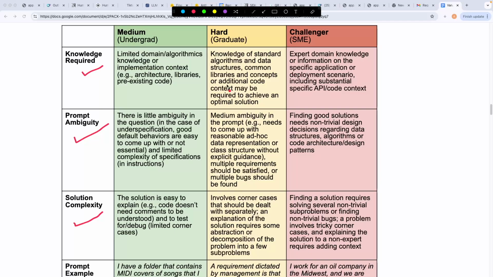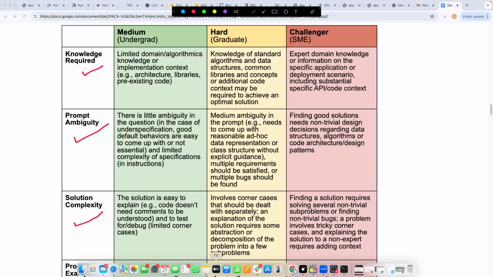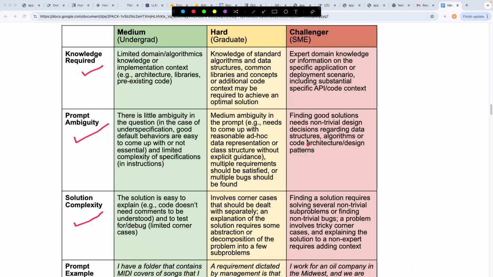When I say prompt ambiguity, you can think of it more like how much are you allowing the model to think. In medium level queries, you don't allow the model to think a lot of things on its own. You provide everything that the model needs in the prompt itself. So all the model needs to do is just implement what you have provided. In hard level queries, you allow the model to think or come up with certain ad hoc representations of what data structures are needed, what algorithms are needed, etc. Because that, of course, is the knowledge that is required in this difficulty of prompts.